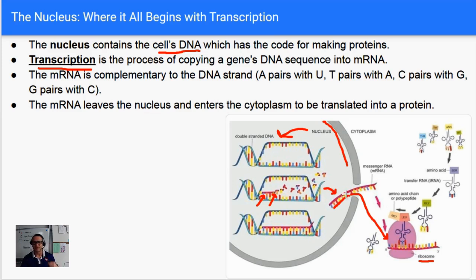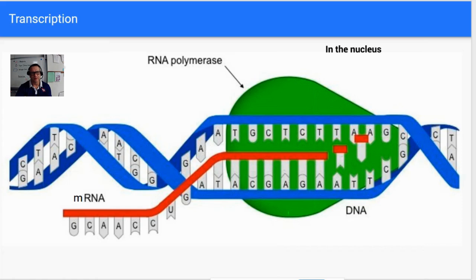So this is transcription, the first step in protein synthesis. I'm going to go over it more on the next slide. All right, so this is the first step of protein synthesis, how proteins are made. It's called transcription. It occurs in the nucleus because that's where DNA is found.